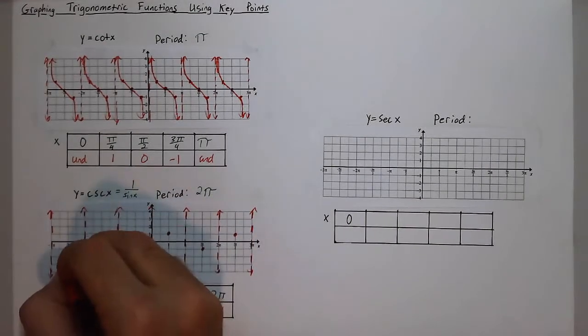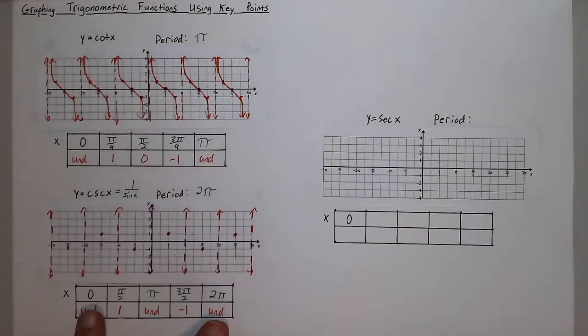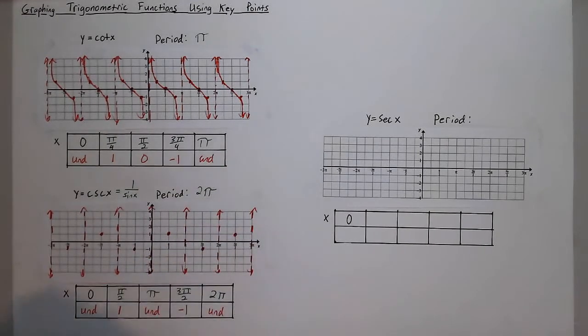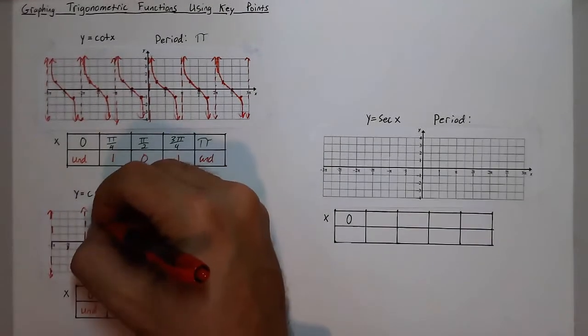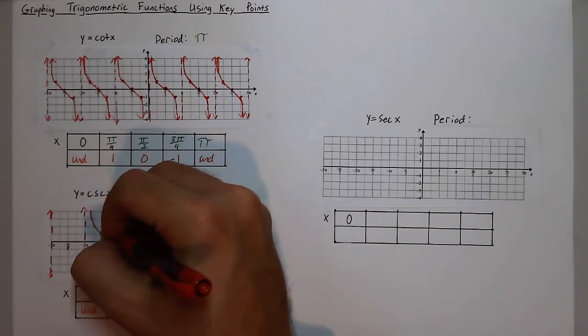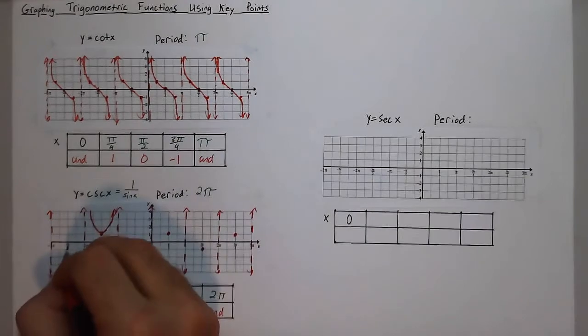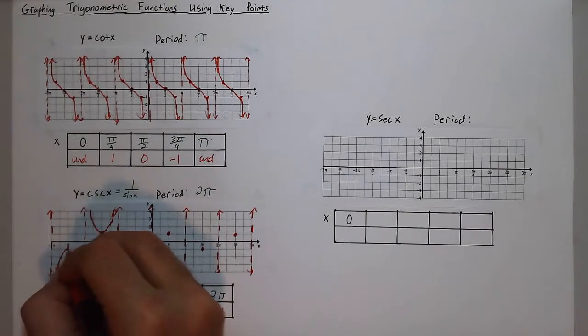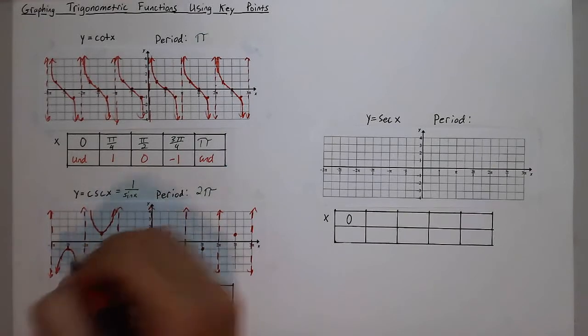If I follow the pattern, and again, the key points just gave me these 2 points, but I can follow that pattern pretty easily. And this will create these little cups that go upward from the point, or downward from the point, but never touching the x-axis.